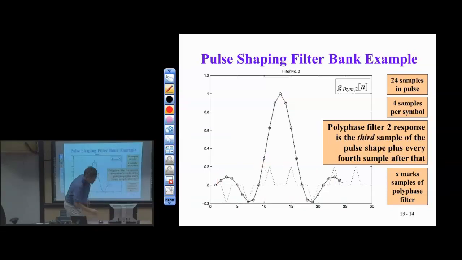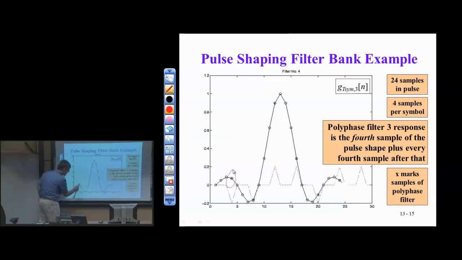Next polyphase filter: start with an offset of 2 from the beginning, and then take every fourth value. And then for the last polyphase filter, I start with an offset of 3 from the beginning, and then take every fourth. So all the original coefficients in the pulse shape have found a home in the polyphase filter structure.